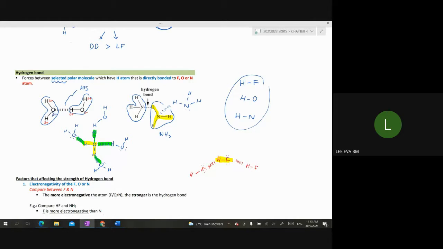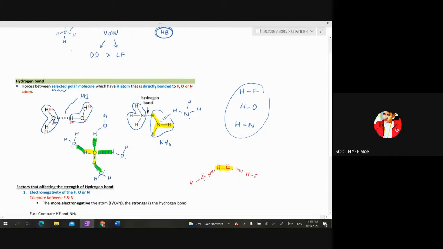Madam, is that the convention way to draw the hydrogen bond? Any convention way? No. Because they are free rotating, right? So they can be either direction. So as long as you can make hydrogen bond, that's okay. Oh, okay, all right.